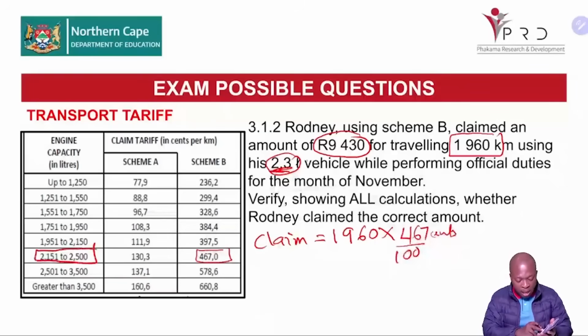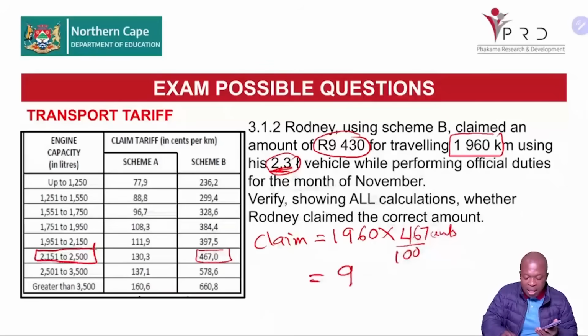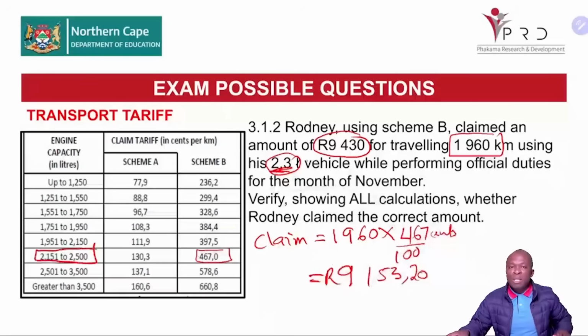So you take your 1960, you multiply it by the amount 467, and you divide by 100. It means that Rodney was supposed to claim 9,153 rand 20 cents. But how much did he claim? He claimed 9,430. So was Rodney correct?